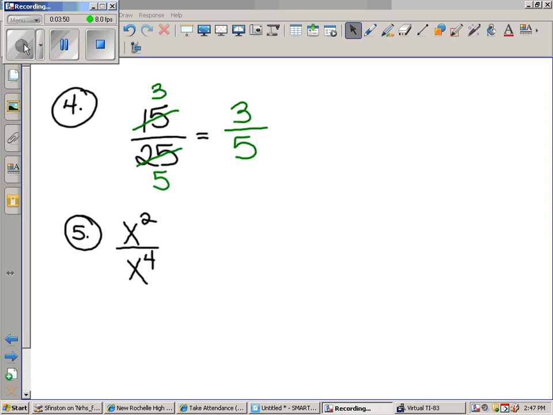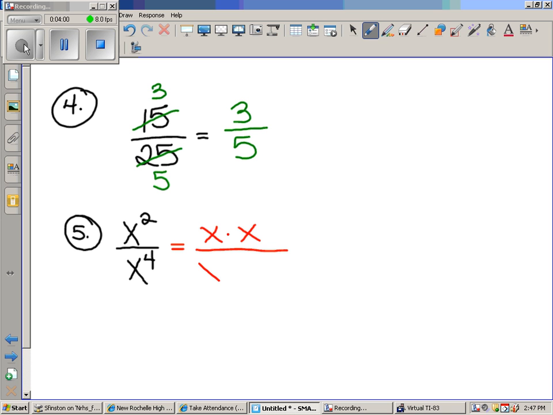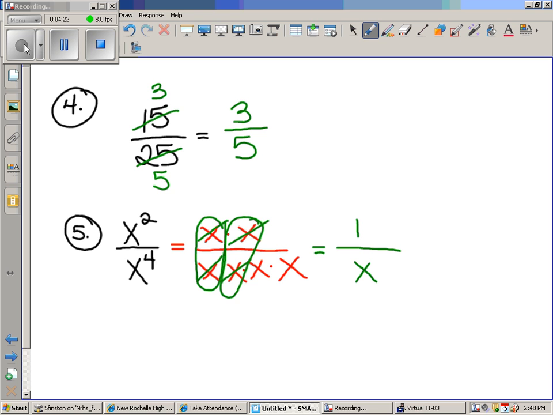Next question. Here we go. We got x squared over x to the 4th. People seem to really like writing it out and understanding that, so that's what we're going to do. x times x over x times x times x times x. Let's cross out the ones that they have in common. I'm gonna circle them so that it's easier to notice. These 2 cross out. Now there's nothing left on the top, so we put a 1. And on the bottom we have 2 x's, so the answer is just 1 over x squared.